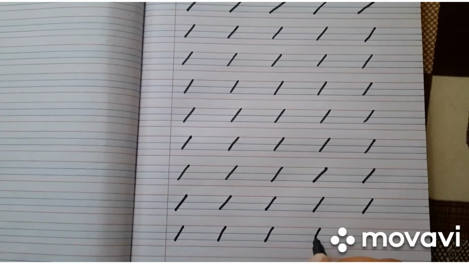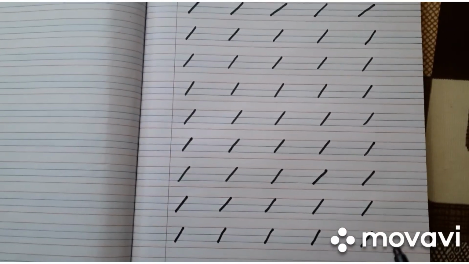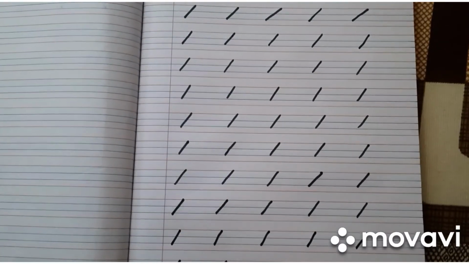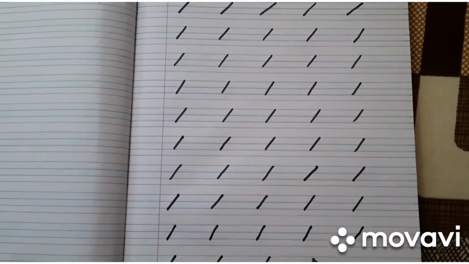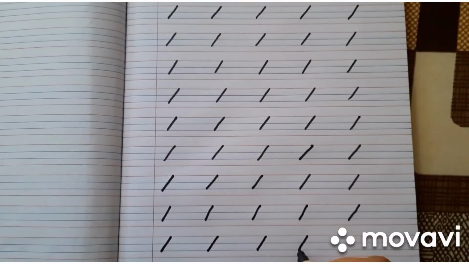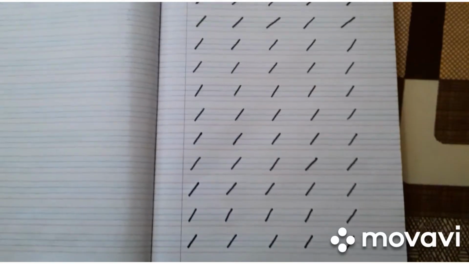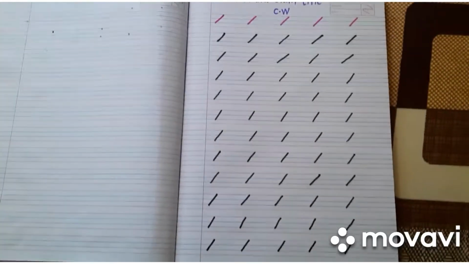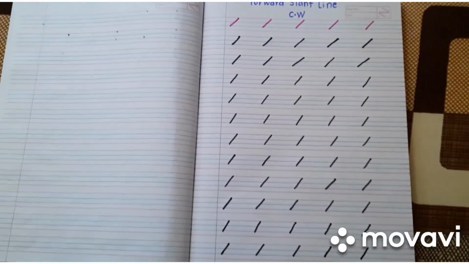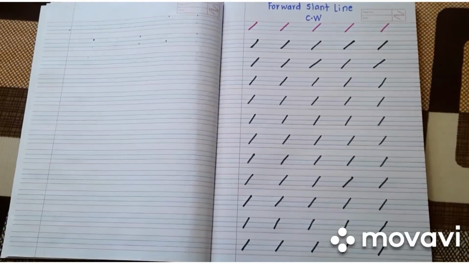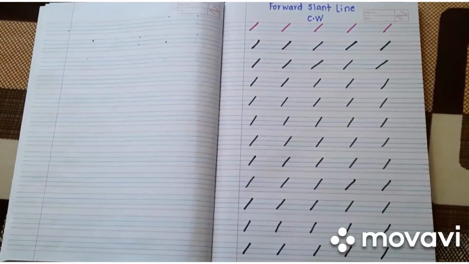While writing, say in your mind, slanting line, slanting line, slanting line. In this way, you have to complete the whole page. Okay? Have you all completed? Okay, those who have not completed, take your time. Very good. So children, have you all completed your writing part?